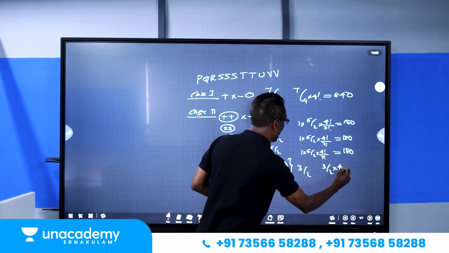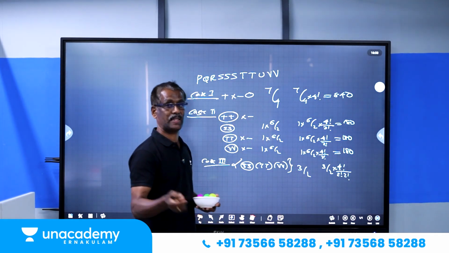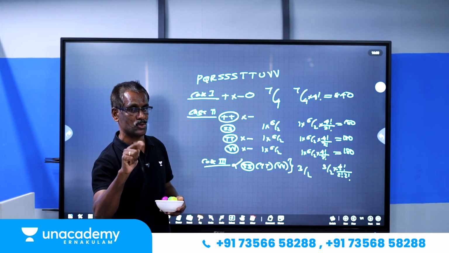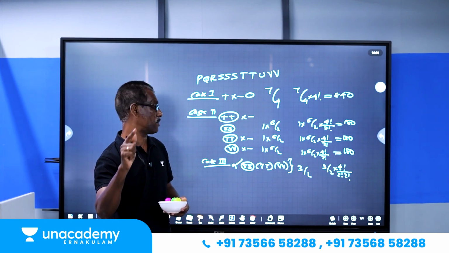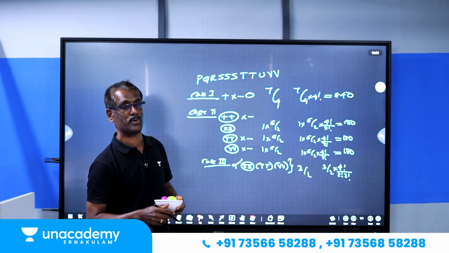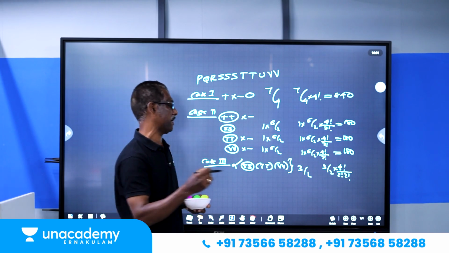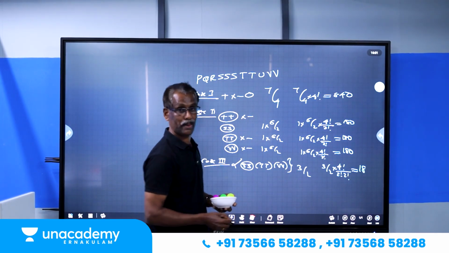3C2 into 4 factorial divided by 2 factorial into 2 factorial. What is 3C2? 3C2 is 3. So 3 into 4 factorial by 2 factorial into 2 factorial. 24 by 4 is 6. 3 into 6 is 18. 18 ways, that is the permutation.